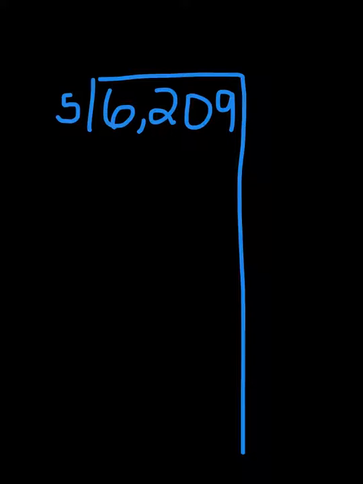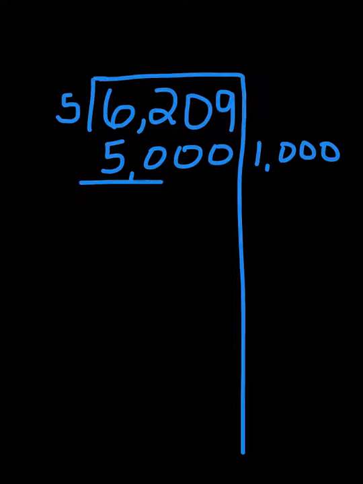Okay, again, the first thing I'm going to do, my dividend is in the thousands, so I'm just going to go ahead and multiply by 1,000 to make everything easy. So 5 times 1,000 equals 5,000. I'm going to write that here, and then I'm going to subtract. I should be able to take this down pretty easily.